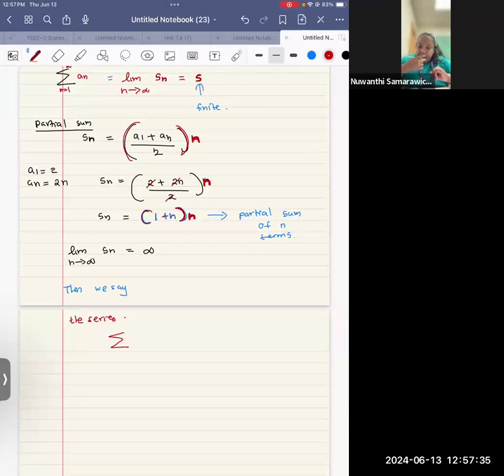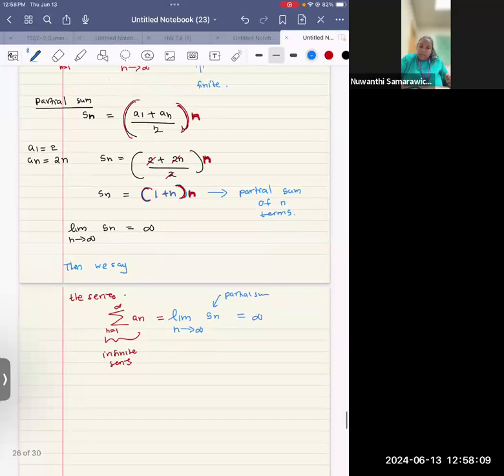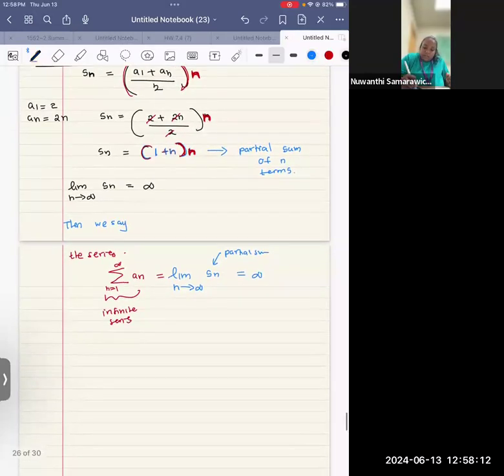Okay. So our partial sum is now infinity. It's not a finite number. Then we say our infinite series, we can write the infinite series also by this limit when n approaches infinity of the partial sum. This is called a partial sum. This we get as infinity. So then we say the series is divergent.